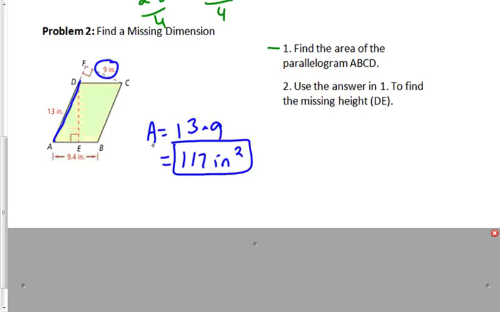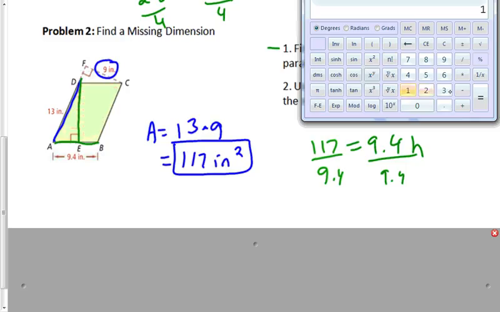Now, we can use that and this as the base to find the height. So we can plug that in. We can say 117, because that's the area, is equal to the base of 9.4 times the height that we're missing that goes along with that. And we know that's perpendicular. We know that's the height because it goes from one base to the other, and it's perpendicular, so it's an altitude. So we divide both sides by 9.4, we can get that missing height.